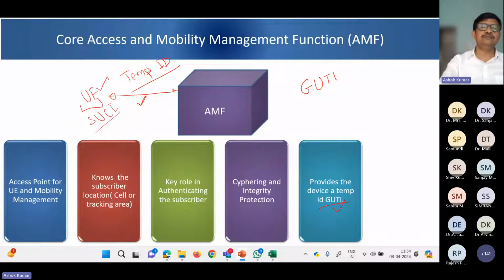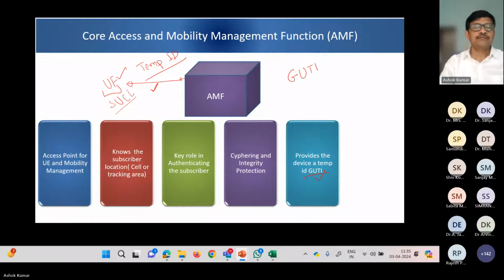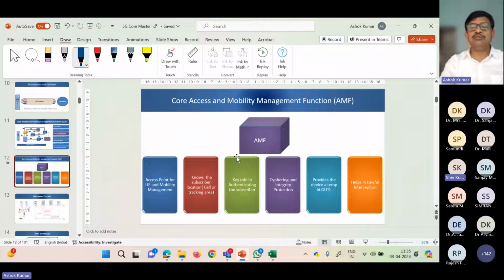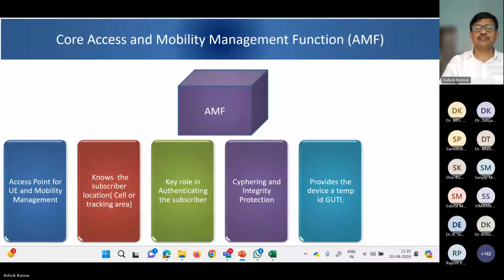Do you know what is GUTI? Full form of GUTI? Any one of you who can tell the full form of GUTI? Any one of you want to tell me the full form of GUTI, please? So GUTI is nothing but Globally Unique Temporary Identifier.